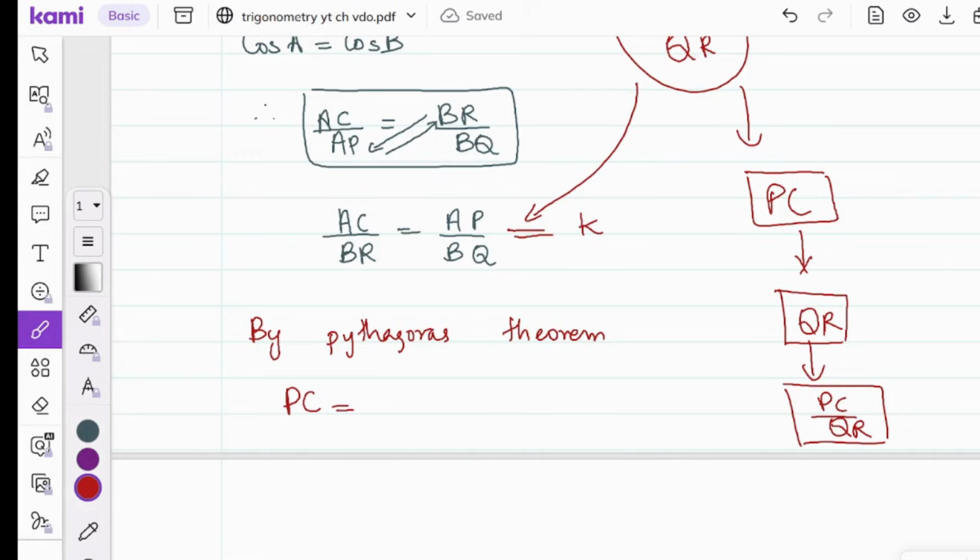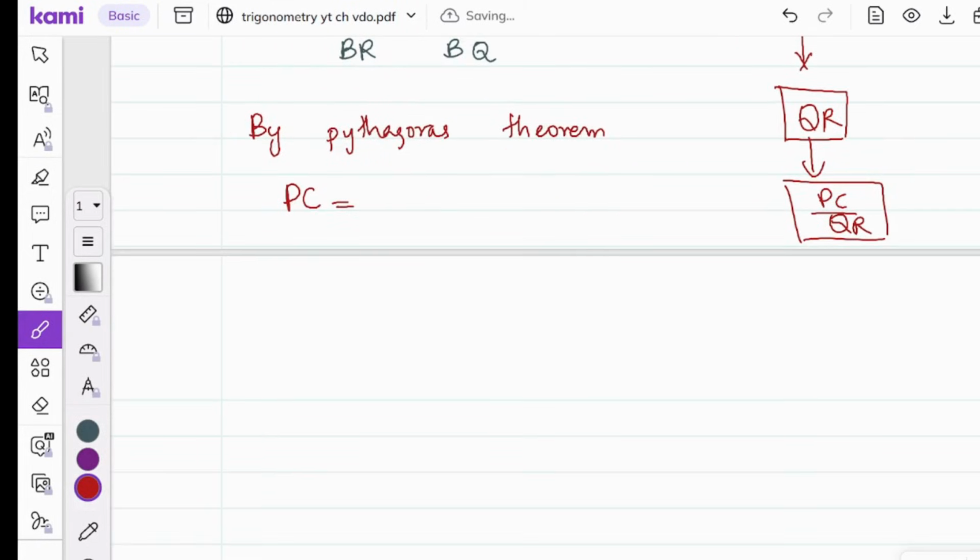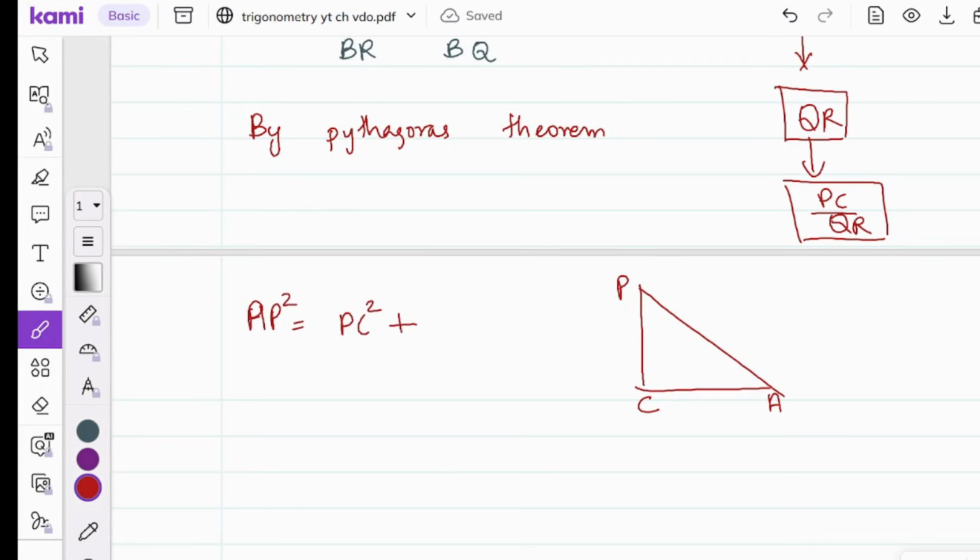PC, using the Pythagoras theorem, I can write the PC. Now look, if this is my triangle, P is this side, and this is C and this is A. So what is PC? By Pythagoras theorem, I can write AP square equal to PC square plus AC square, right?